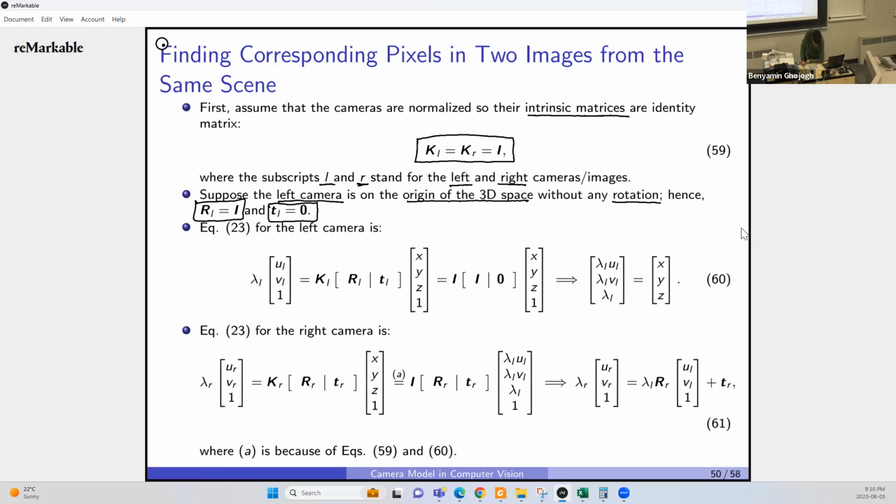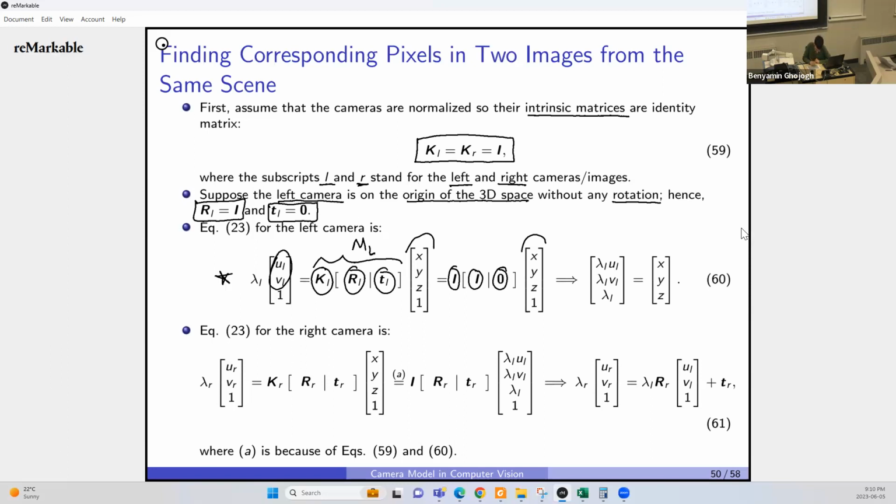Equation 23, back to what we had for mapping. It was this, right? So now we have lambda L, UL, VL, 1 for the left pixels in the left image. I have the mapping ML, which was KL, RL, and TL. And this is X, Y, Z, 1. Why don't I have L for XYZ? Because it's one thing, one 3D scene. Then I assumed KL is I, RL is I, TL is 0, right? Then what do I have here? This is XYZ.